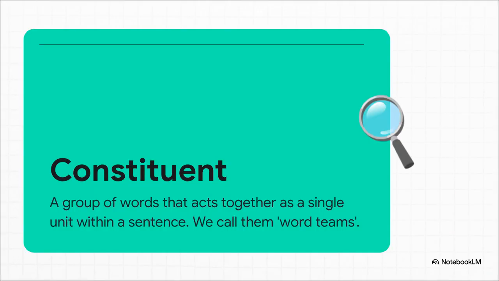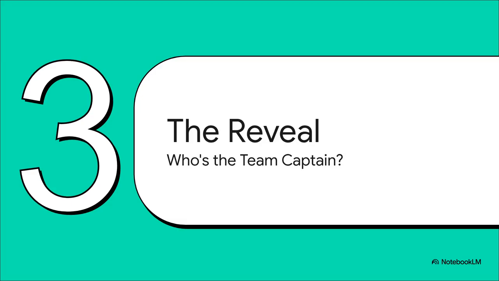And now you know the lingo. The official term for these word teams is constituents. And this is a huge revelation. It means sentences aren't built word by word, they're built block by block, with these constituents as the building blocks. Okay, so if sentences are made of teams, that begs the next question. Every team needs a leader, a captain, right? So what's the most important word inside each of these constituents, the one that gives the whole team its identity?